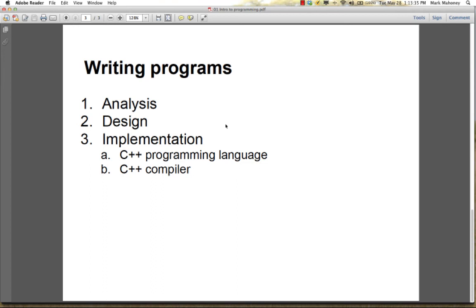This makes it possible for there to be many different programming languages. Like I said, C++ is just one of them. As long as there's some piece of software that will translate human-readable code into machine code, then we can have many different programming languages.